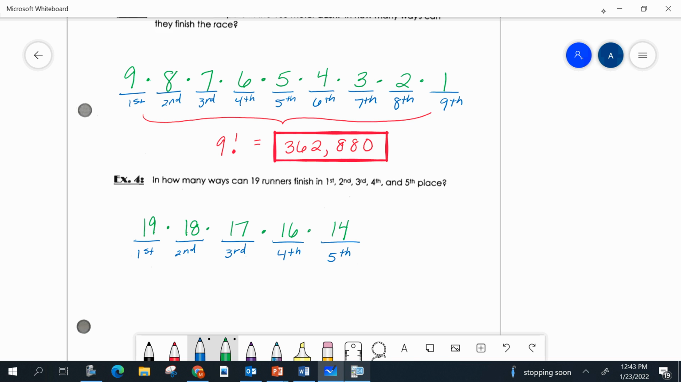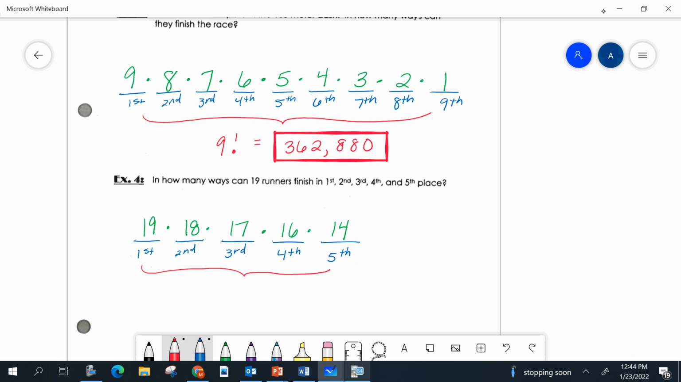And we're going to stop there because we're not trying to place 6th, 7th, 8th. We're stopping at 5th place. So this is not a tough thing to type into your calculator, okay? You could very easily type in 19 times 18 times 17 and so on. But this again is a mathematical calculation that I want to teach you, and this is what's called a permutation. All of these are permutations that we're doing. All we're doing is taking a number of objects and placing them in order.